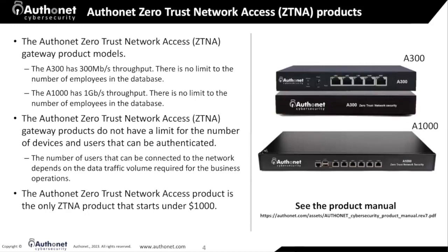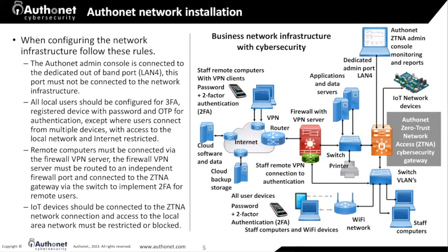First, let's just recap installing the Authonet product. We have 2 products, 300 megabits per second throughput and 1 gigabit per second throughput. Both products function identically. The only difference is the performance of the product. And the products are installed in the network so that all devices have to connect to the Authonet gateway, including remote connections from remote users, which are connected to a VPN server for security.